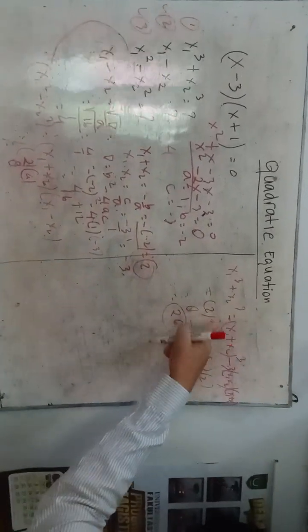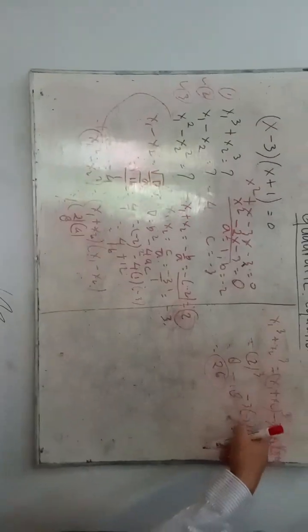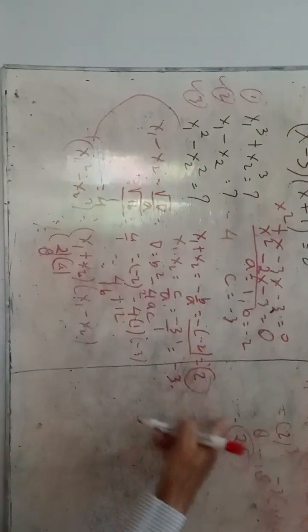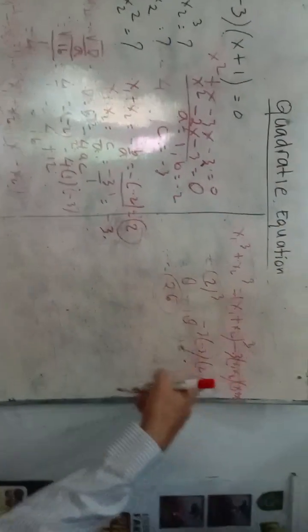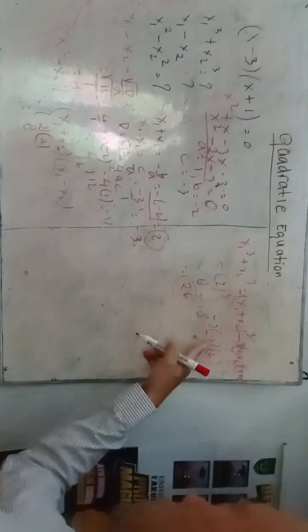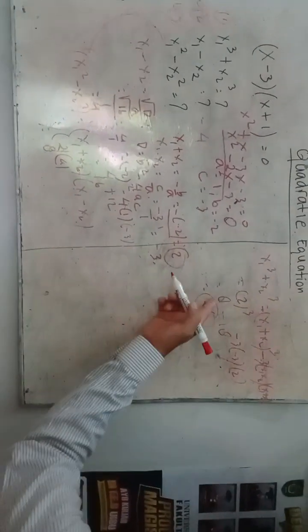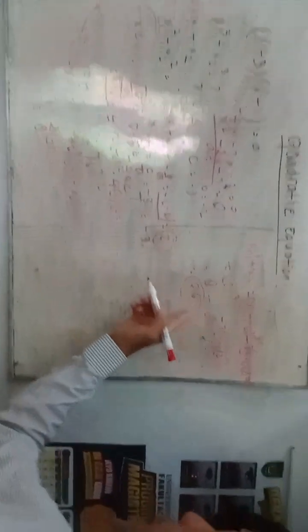Now we check again. x1 cube plus x2 cube equals (x1 plus x2) cube minus 3 x1 x2 times (x1 plus x2). The value of x1 plus x2 is 2, and x1 x2 is minus 3, and we multiply by 2. So 2 power 3 is 8, and minus 3 times minus 3 is 9, times 2 is 18, so we have 8 plus 18 is 26.